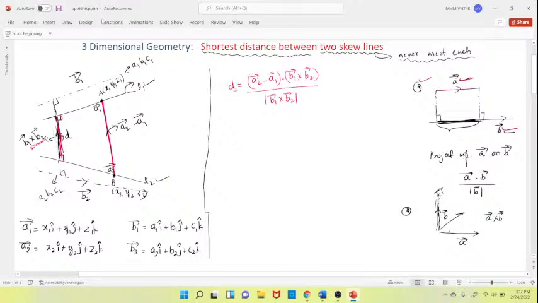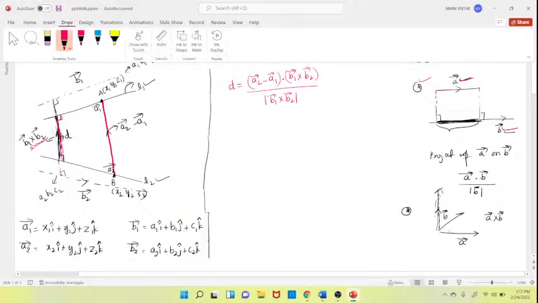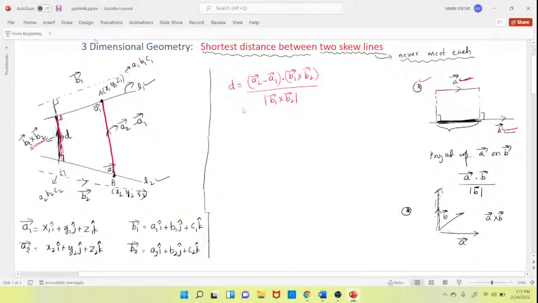So what is the formula we got for the shortest distance D? It is A2 minus A1 dot B1 cross B2 divided by magnitude of B1 cross B2. Since the distance cannot be negative, we will put a modulus on it. Clear?